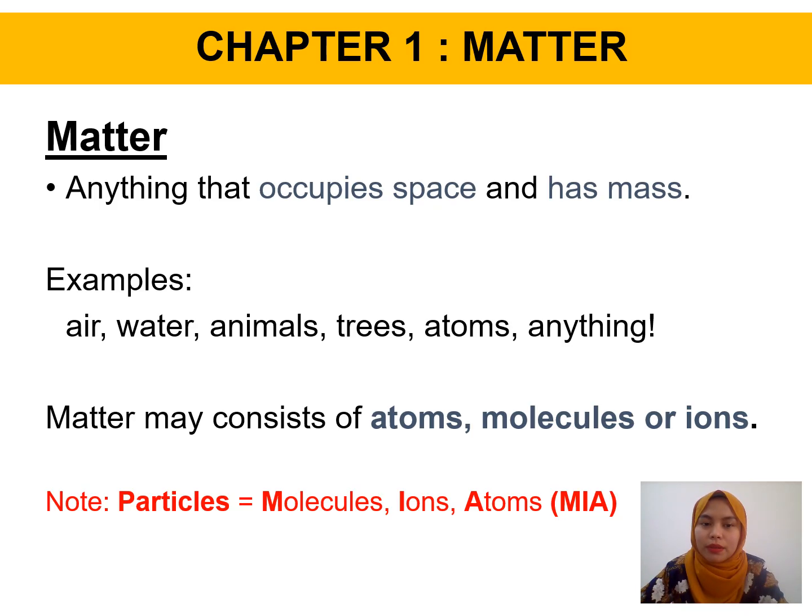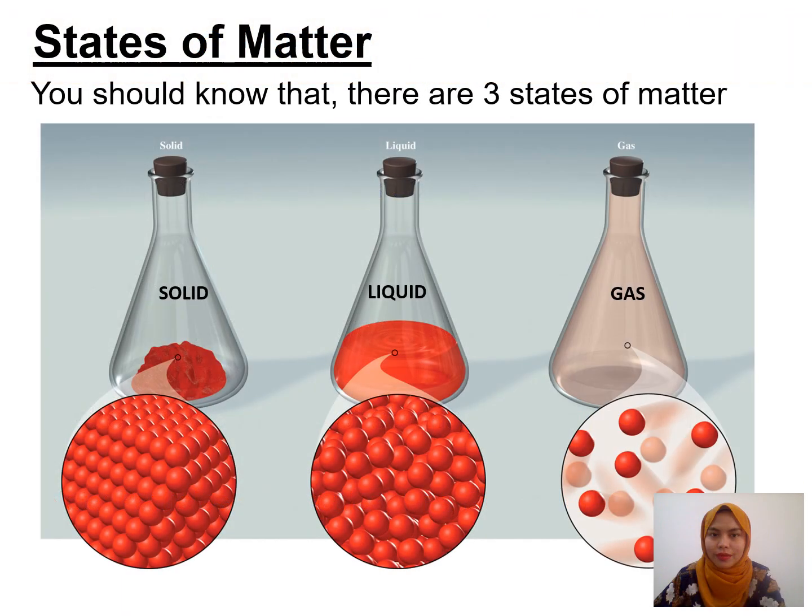Matter may consist of atoms, molecules, or ions. Back in high school, I believe that you all know that molecules, ions, and atoms are considered as particles. We have three states of matter, such as solid, liquid, and gas.